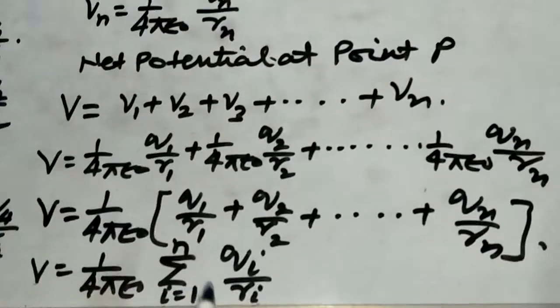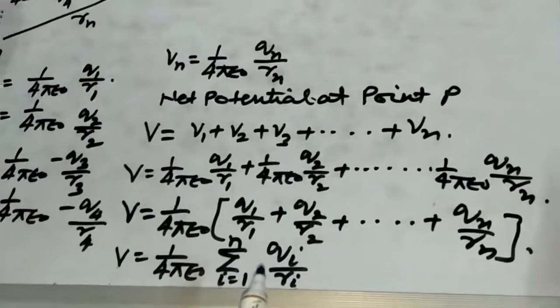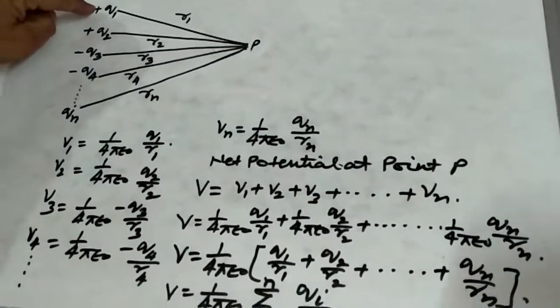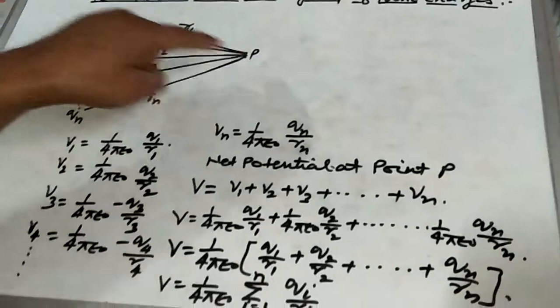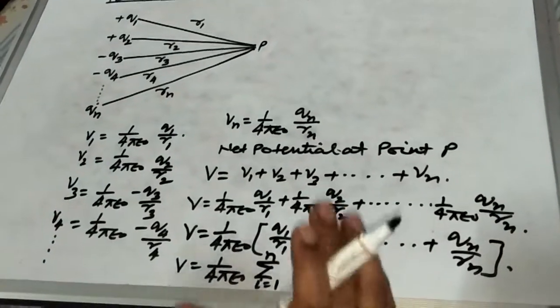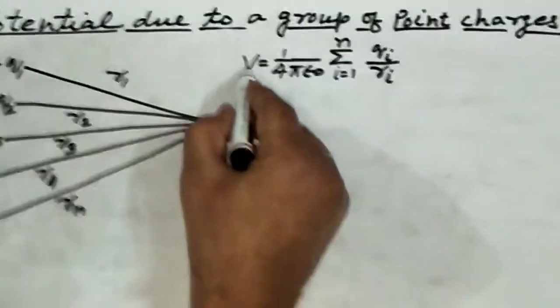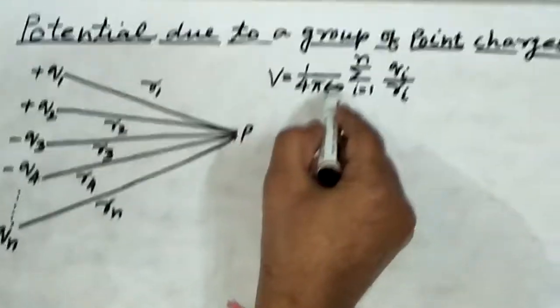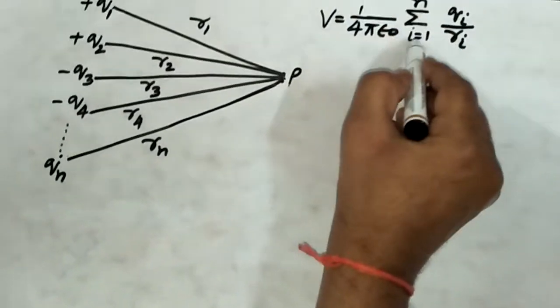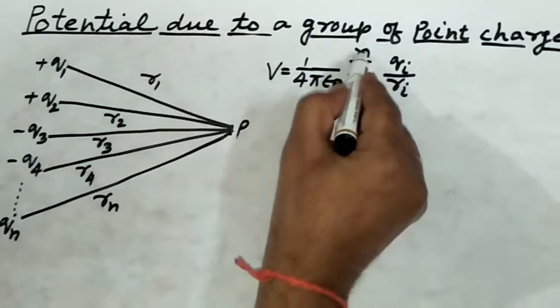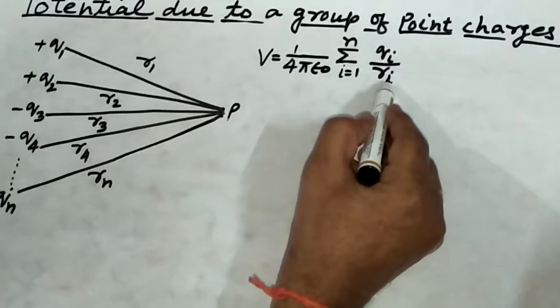So for finding the potential due to a group of point charges at any point P, simply you will calculate the potential due to the individual charges at the point P, and finally you will add it algebraically. Right. So V is equal to 1 upon 4 pi epsilon naught summation of i is equal to 1 to n, means from first charge to nth charge, Qi upon Ri.